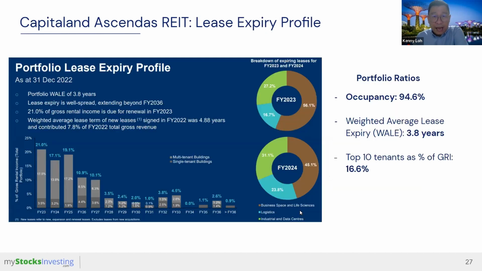Okay, in terms of the lease expiry, right, it's pretty diversified, it's spread out. They don't have a situation where all the leases are going to expire at the same time. You can see that only 21% is going to expire in 2023. They have plenty of time, enough time to get all those renewed. So in terms of the weighted average lease expiry, after you add all this up, the weighted average, right, is about 3.8 years.